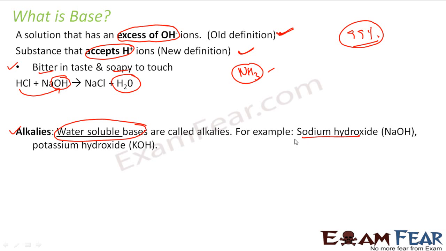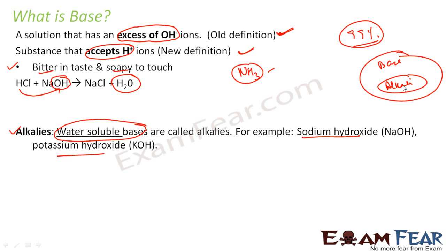For example, sodium hydroxide and potassium hydroxide, they are all water soluble. Correct. So it is like this. You have this base, the bigger set in terms of mass, and then you have alkali. Alkali is a base which is water soluble. An example of a base which doesn't dissolve in water is ammonia, NH3. So if you see, this is not an alkali but it is a base. In this case, my ammonia will be somewhere here.